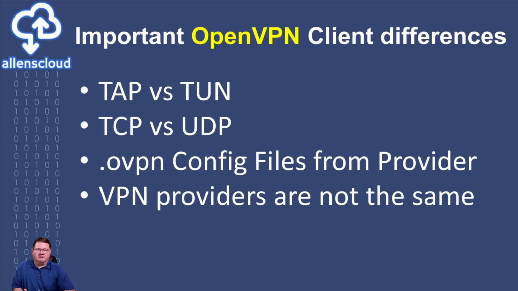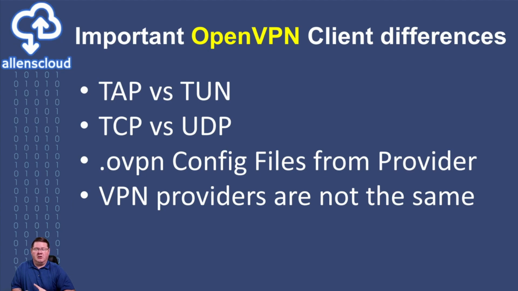TAP versus TUN. These are configuration settings, and we'll get to them in a minute. I'm going to show you some actual OpenVPN config files that I got from my provider, and I'll show you the differences between these settings. These things are key to what allowed me to eventually establish the proper connections. I struggled for quite some time with several different methods of establishing an OpenVPN connection, but I eventually did figure it out. And these are the main things.